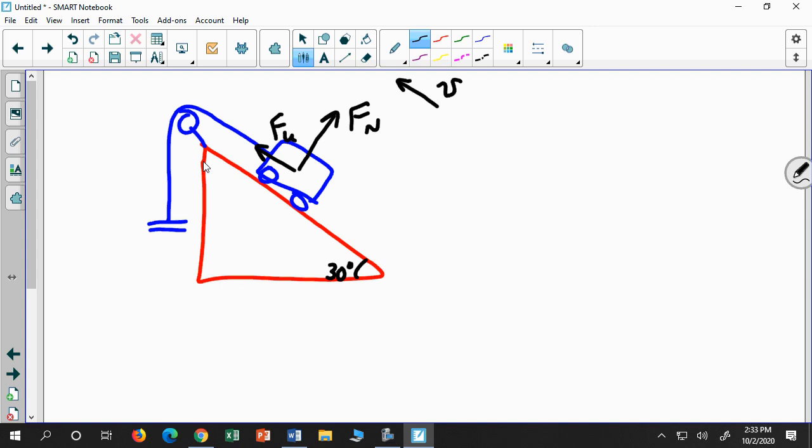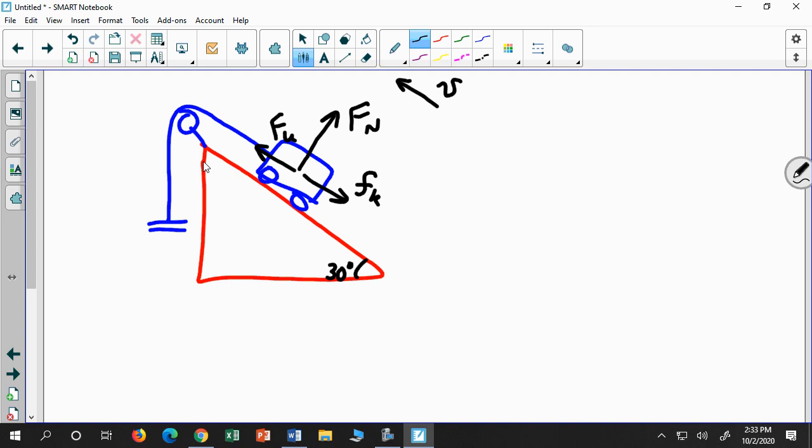No, never mind. We call it F up or FU, which I know is unfortunate, but that's just what it's called. All right, so FU. And then we also have a frictional force, which is opposite the direction of motion. And then we have the weight.